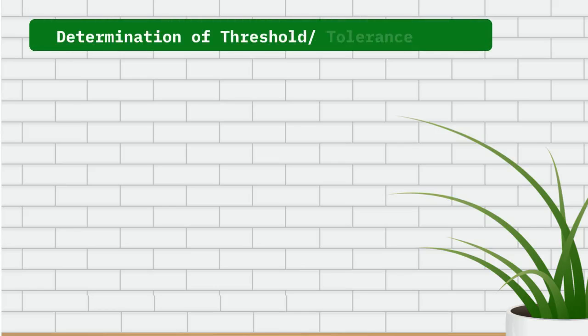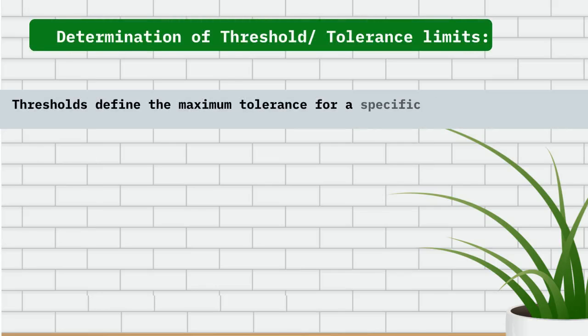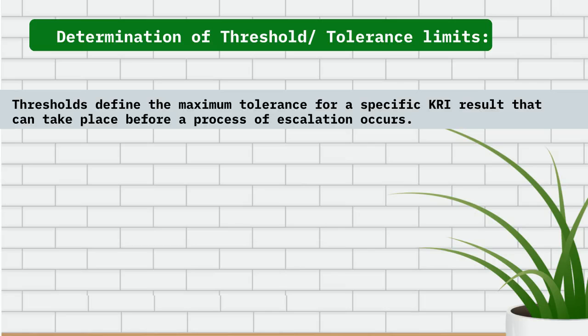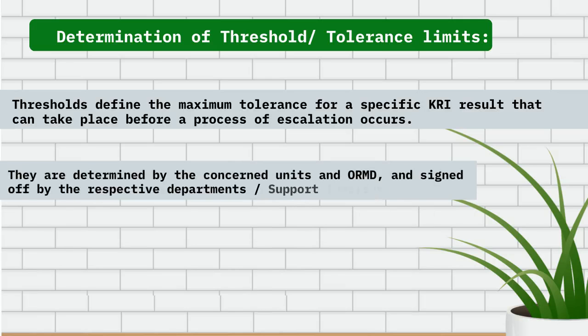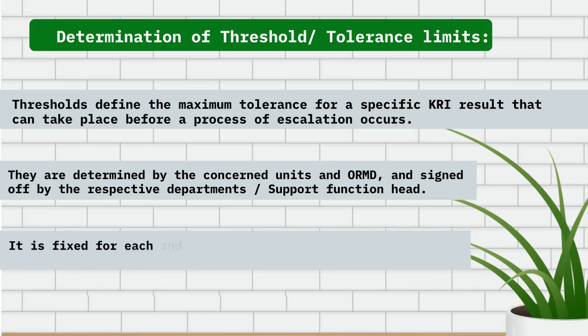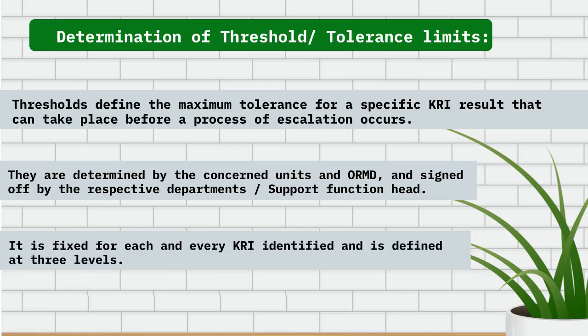Determination of threshold or tolerance limits. Thresholds can define the maximum tolerance for a specific KRI result that can take place before a process of escalation occurs. They are determined by the concerned units of ORMD and signed off by the respective department or support function heads. It is fixed for each and every KRI identified and is defined at 3 levels.